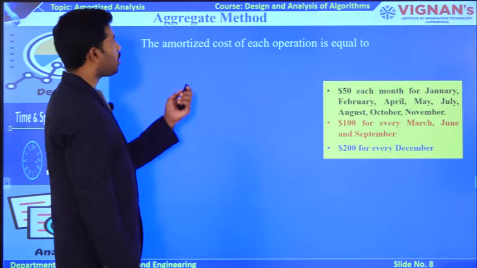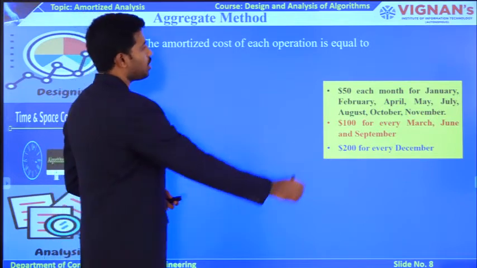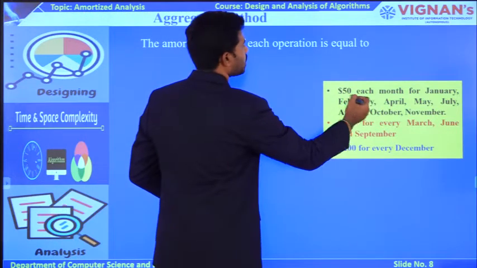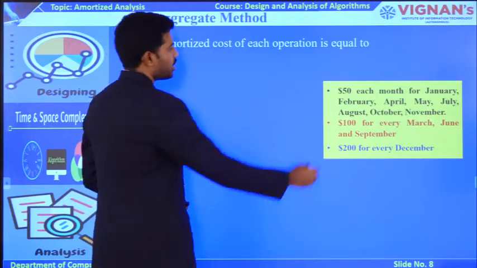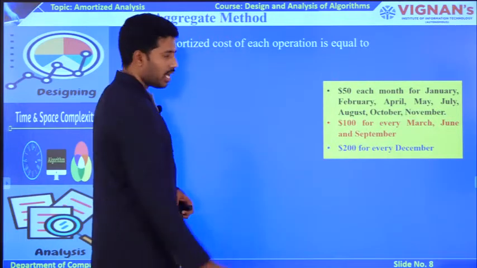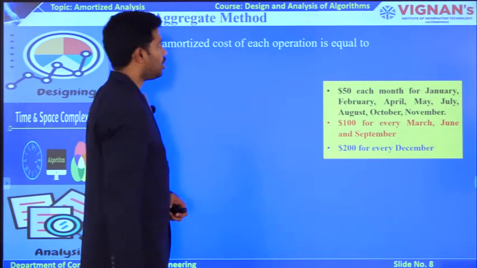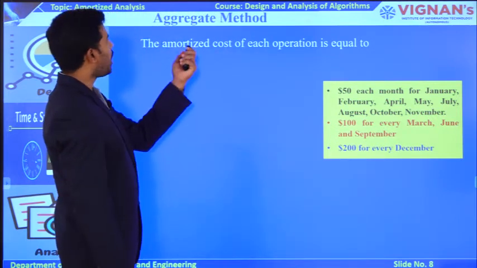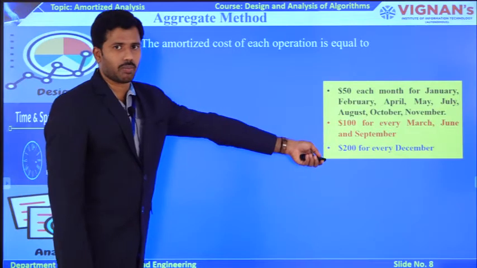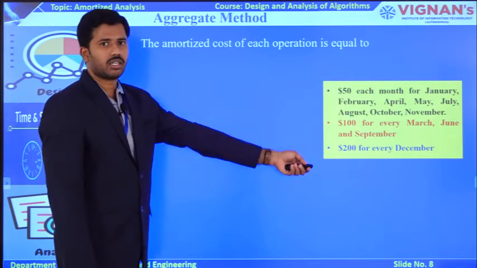Now we will see the first method, the aggregate method. So this is the example, right? They are charging $50 for 8 months, $100 for 3 months, and $200 for December. Now here you need to apply the aggregate method on this example. So what is meant by aggregation? Nothing but an average, right?